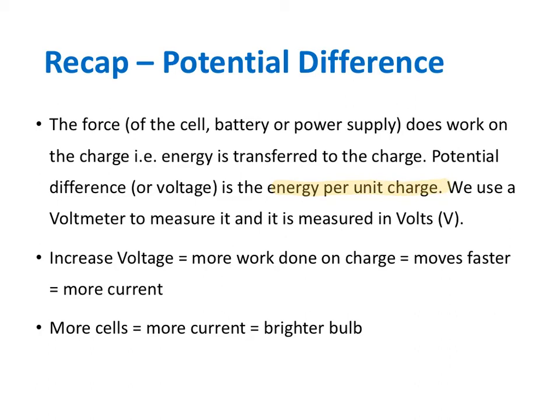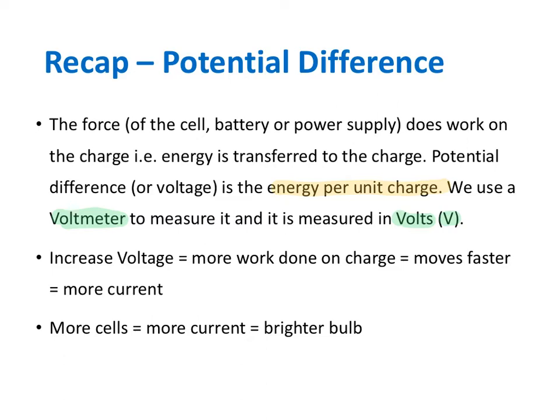We use a voltmeter, so you've probably used one of those in the past. And of course, the unit of potential difference is volts, and we use the capital letter V. So if we're going to increase the voltage, then we're increasing the force, which means we're going to do even more work on the charge. If we do even more work on the charge, then they have even greater energy per unit charge. So the charge is going to flow faster, and if it's flowing faster, there's going to be a greater current. So if you increase the voltage, you increase the current.